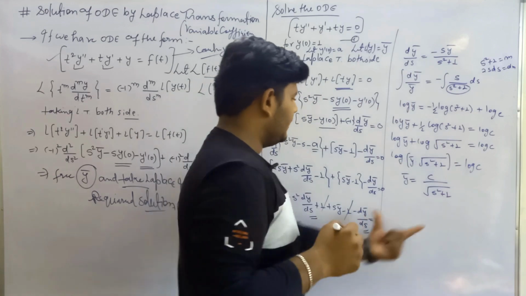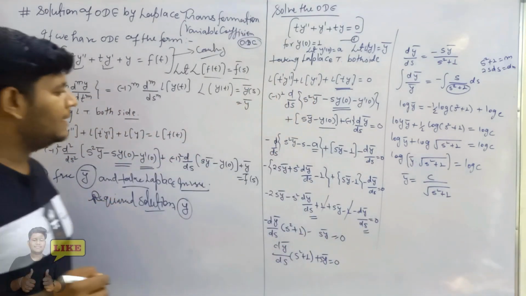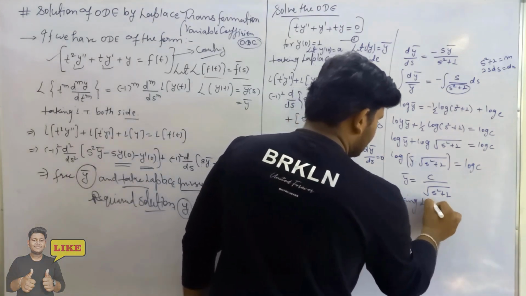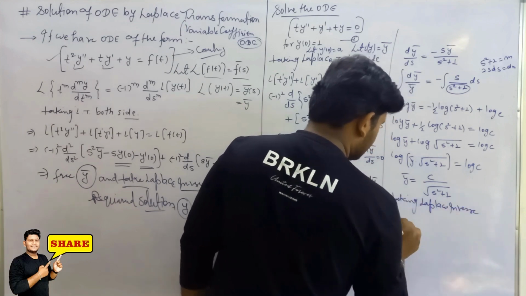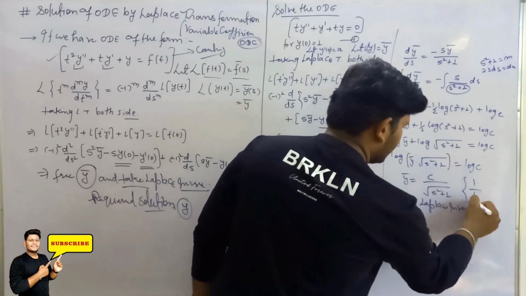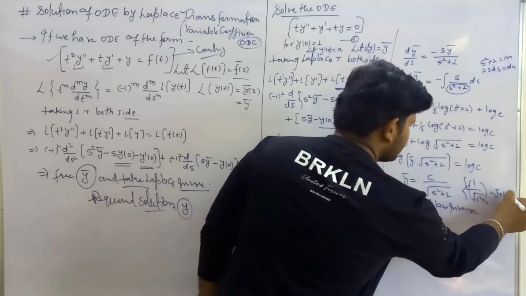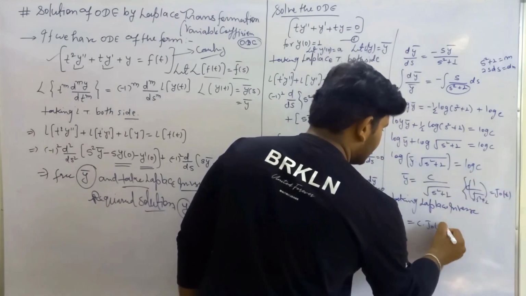Now, this is the y bar; I am writing here the y bar and solving this, and after that taking the Laplace inverse. Taking Laplace inverse, it is nothing but y, and the value of this is nothing but 1 upon root of s square plus 1. Laplace inverse of this is nothing but the Bessel function, so c into the Bessel function.